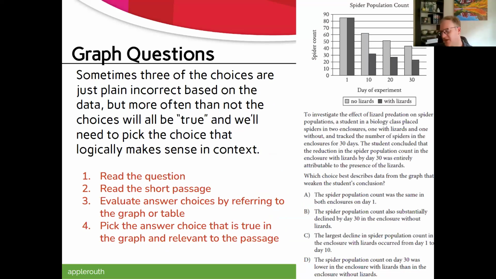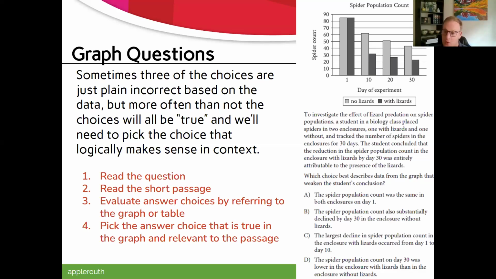This falls under command of evidence, but the one other thing you would see in the middle of an SAT verbal module is a graph question. Some people love them, some people hate them. Sometimes 3 of the choices are just false, but a lot of times, especially on upper level module 2, they'll all be true, but we need to pick the one that's actually logically completing a sentence or makes sense in context. For these, kind of counterintuitive, you don't look at the graph until kind of the end.